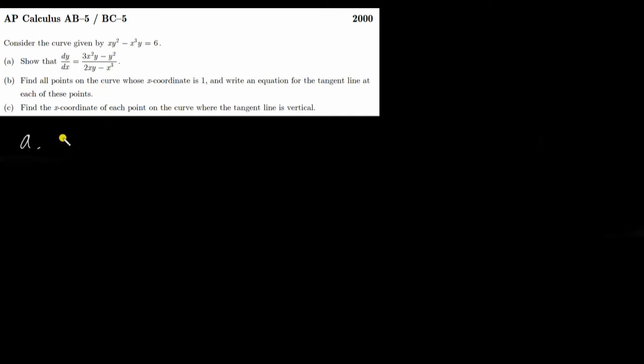So let's take the derivative of this expression. And since we have y's and x's all mixed together here, this is going to be implicit differentiation.